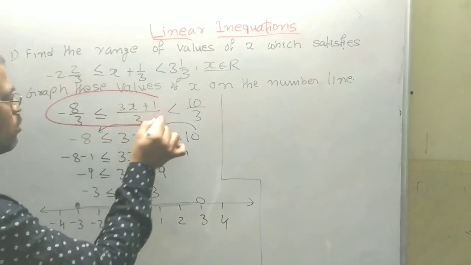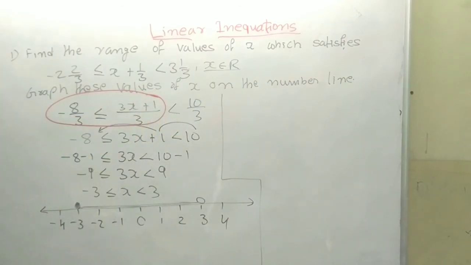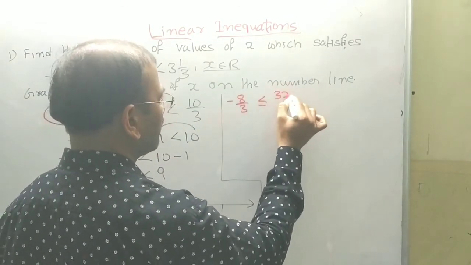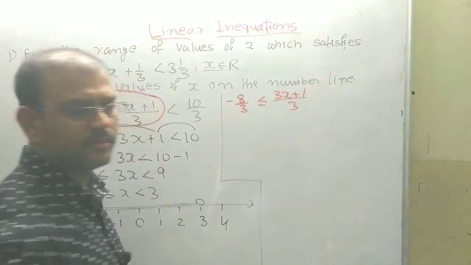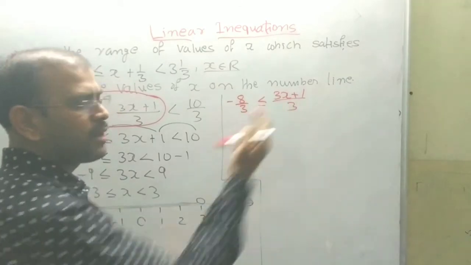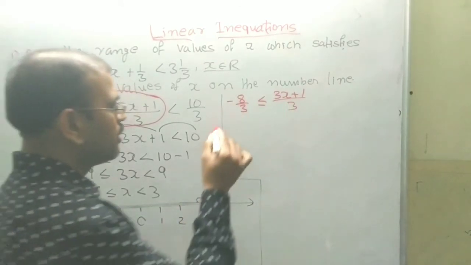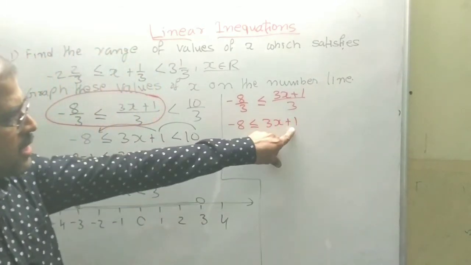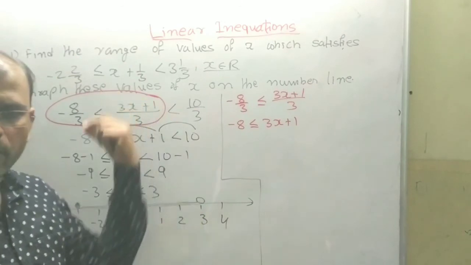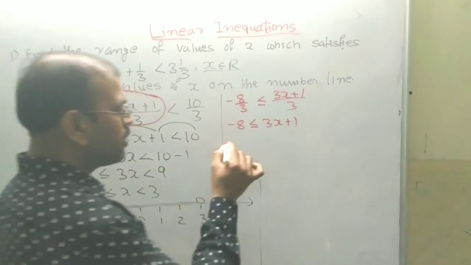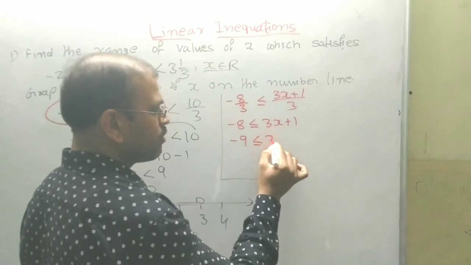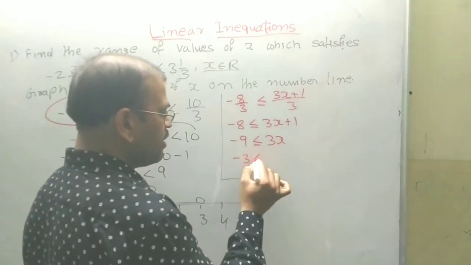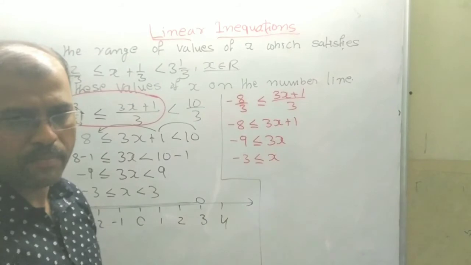I will take this part as one inequation: minus 8 upon 3 less than or equal to 3x plus 1 divided by 3. Now the left side and right side of the inequation, I am cancelling with the 3. I will get minus 8 less than or equal to 3x plus 1. This plus 1 you take to the other side of the inequation, then that will be minus 1. Minus 8 minus 1, you will get minus 9 less than or equal to 3x. This entire inequation we can divide by 3: minus 3 less than or equal to x. This is the first part.